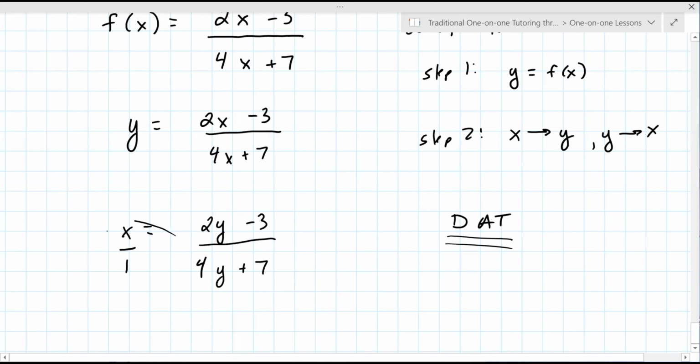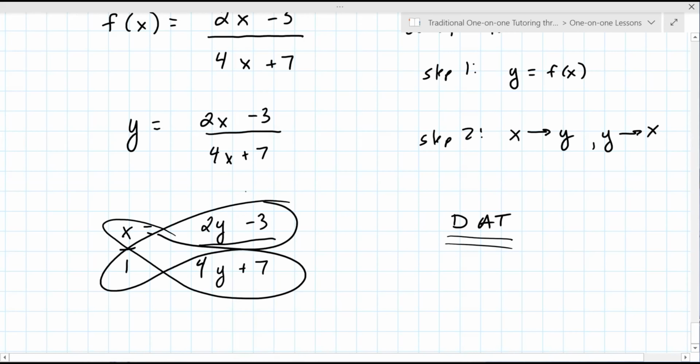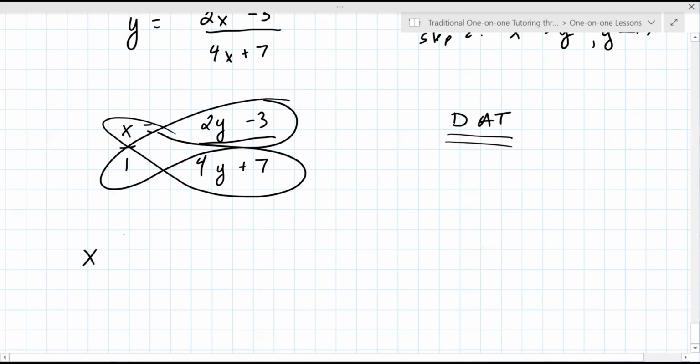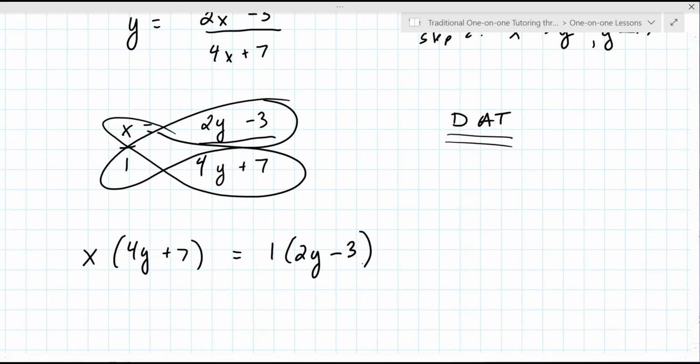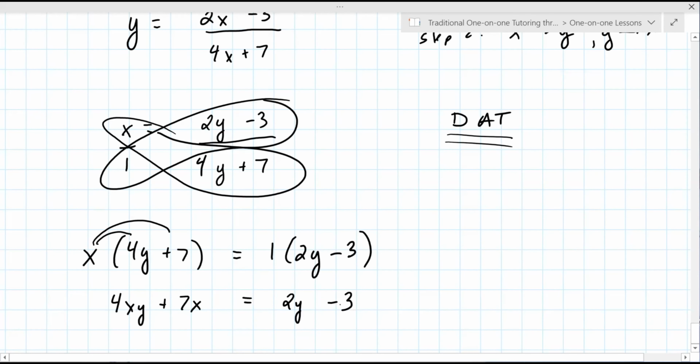So the answer is you cross multiply. And you might see this in your next section. That's why I'm choosing it to do. So it's x times 4y plus 7 equals 1 times 2y minus 3. And sometimes things get worse or messier before they get better. You actually need to distribute this x to both terms. So it's 4xy plus 7x equals 2y minus 3.